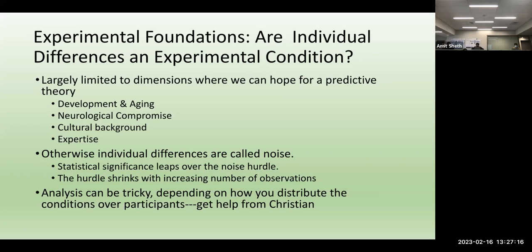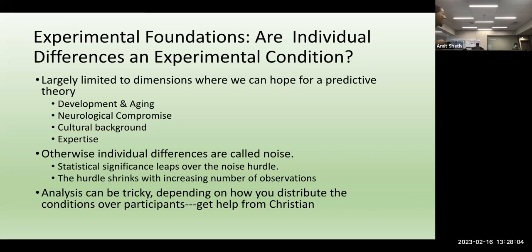Be aware that the hurdle of noise, just because of the way that we do statistics, shrinks with the increasing number of observations. And so one of the problems, you're nodding, you've heard this before, with some of the big data work is that you have so much data, virtually any comparison that you make looks statistically significant. Analysis in this kind of experimental framework where you're making contrasts can be really tricky. My advice, and this is not the first time I'm going to say something like this, the issue is how you distribute your different experimental conditions over participants. Go get help from Christian. He knows what he's doing.